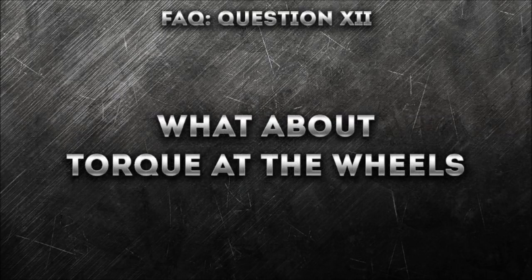Question number 12. What about torque at the wheels? First, it must be made clear that engine torque has little to do with torque at the wheels. The gearbox serves as a torque converter and theoretically can give you any torque you want. 10,000 Nm of torque at the wheels is easily achieved by down-gearing the power put into the gearbox enough. Yet it doesn't help accelerate the car if that results in the drive shaft turning at 1 RPM.